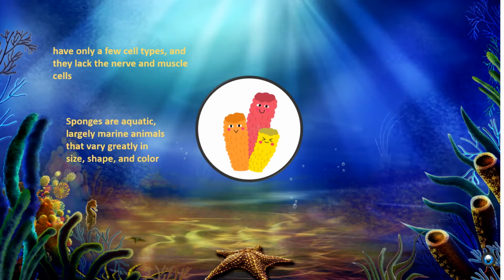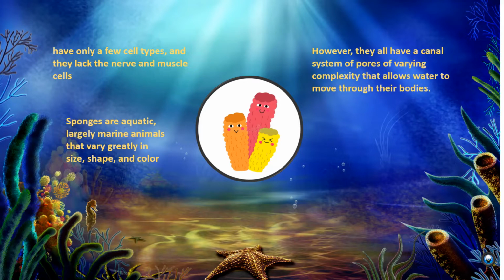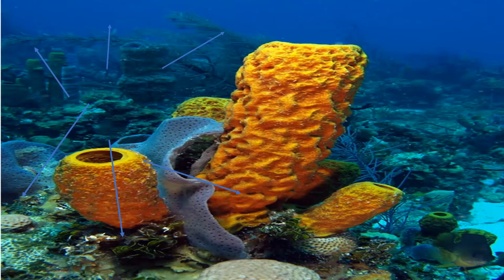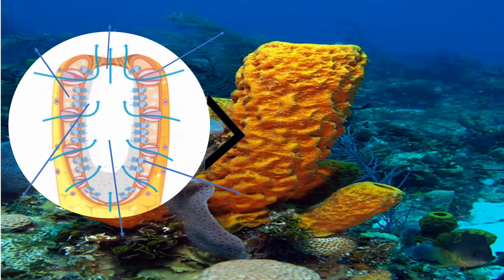Sponges are aquatic, largely marine animals that vary greatly in size, shape, and colors. However, they all have a canal system of pores of varying complexity that allows water to move through their bodies. As you can see, the yellow cylindrical shaped coral-like is sponge.